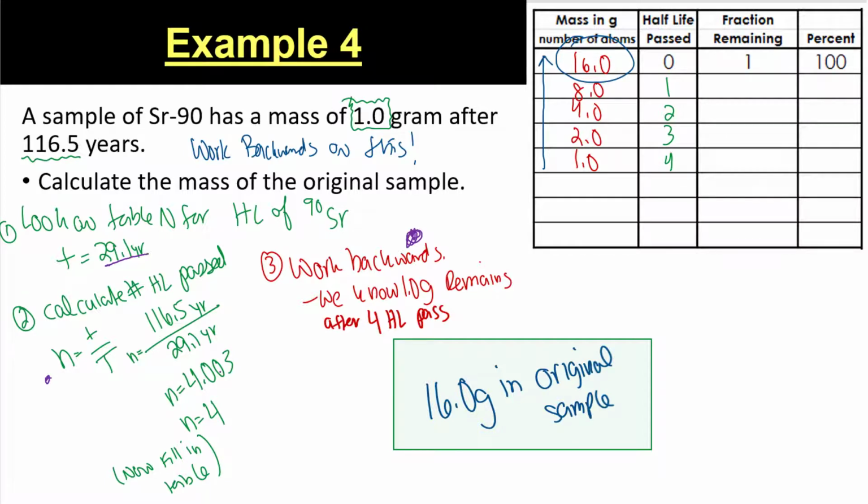I said, all right, how many half-lives have passed for me to be able to do that? So knowing that 116.5 years have gone by, I used the half-life from table N, which is 29.1. That tells me that approximately 4 half-lives had passed. I filled in my table here all the way down to 4, and then I worked backwards. I knew after the 4th half-life that I had 1 gram of my sample left, so then I worked going this way, saying, all right, so twice 1 is 2, twice 2 is 4, twice 4 is 8, etc., and that got me to my original mass of my sample, which was 16.